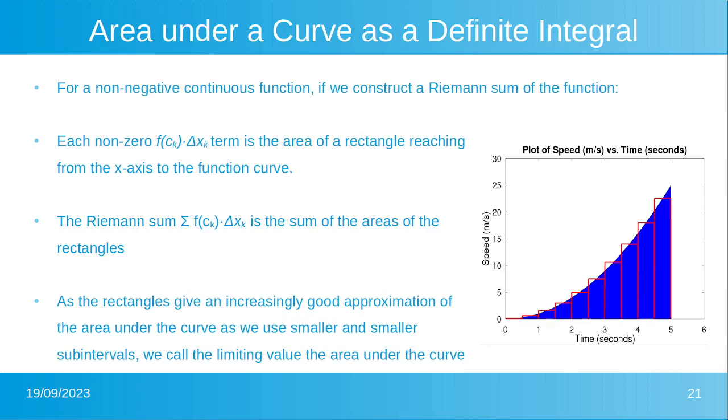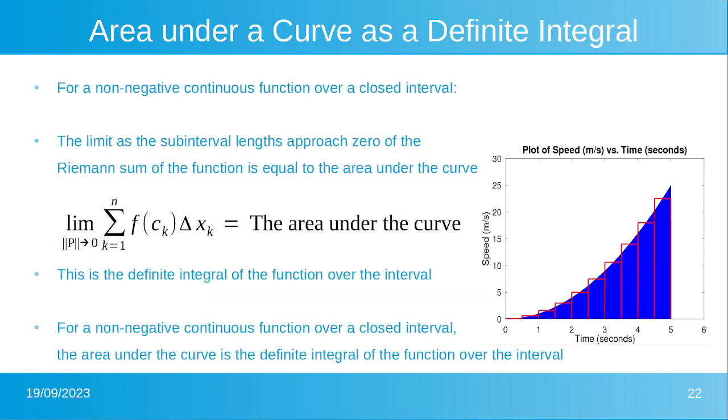As the rectangles give an increasingly good approximation of the area under the curve, as we use smaller and smaller subintervals, we call the limiting value the area under the curve. So for a non-negative continuous function, for a positive continuous function over a closed interval, the limit as the subinterval lengths approach zero of the Riemann sum of the function is equal to the area under the curve.